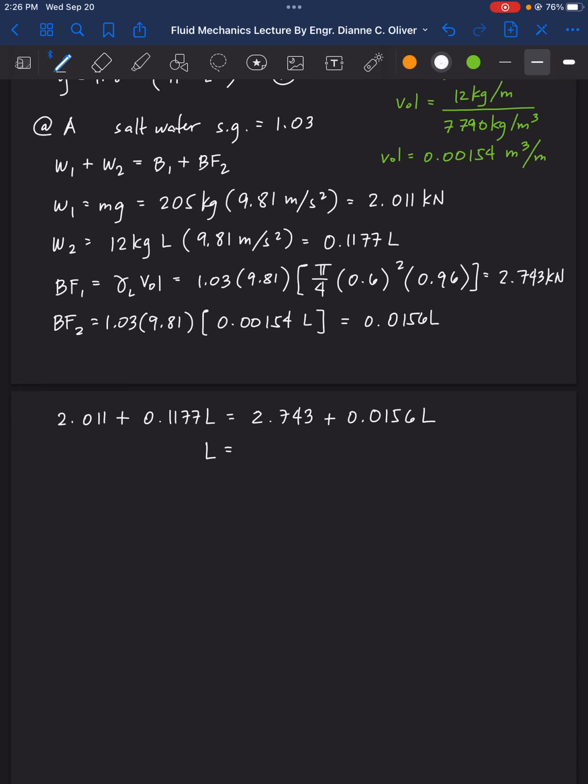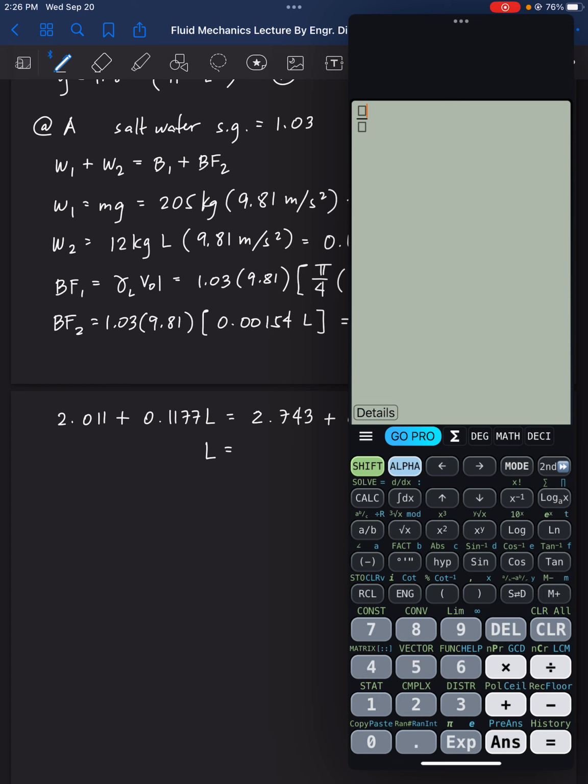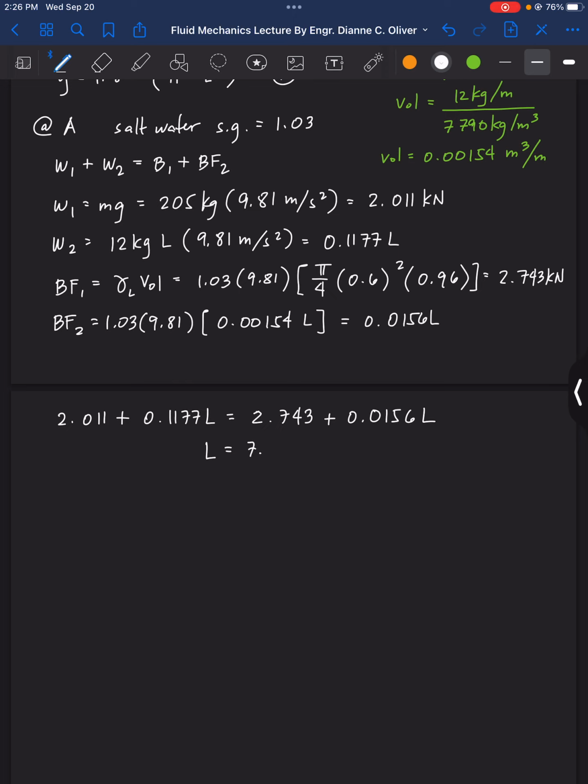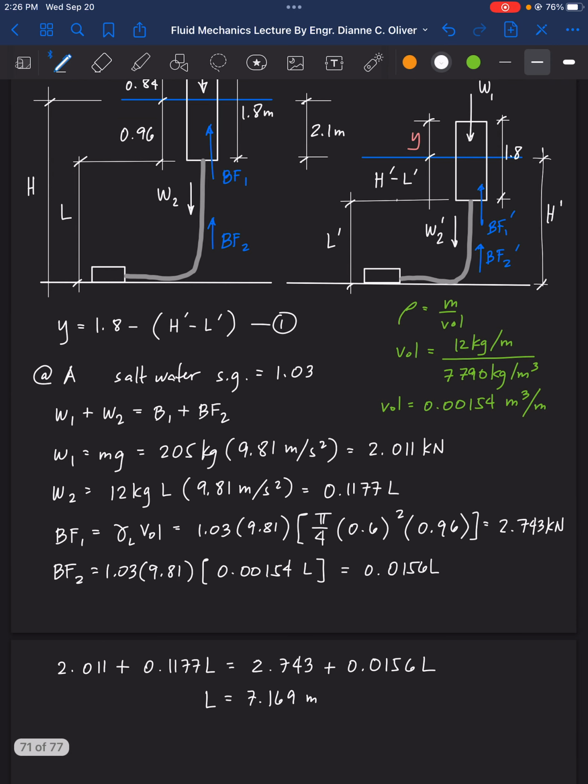So that is equal to 2.743 minus 2.011, so 0.1177 minus 0.0156, which is 7.169. So that is 7.169 meter. It's not yet done because what we're looking for is the value for y. So it's not yet done.